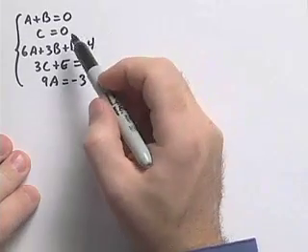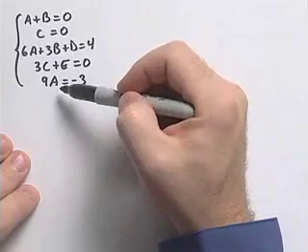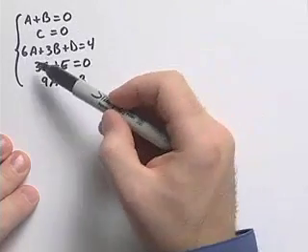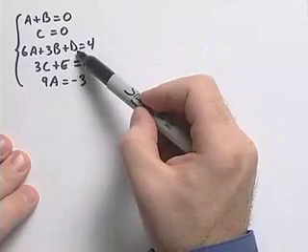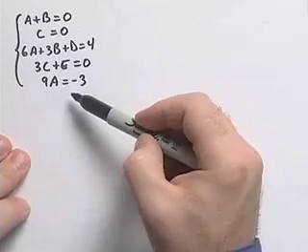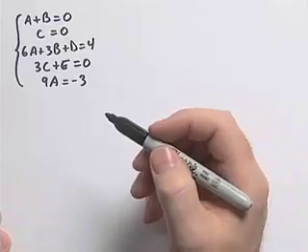Using the equation we've just written, we're going to equate the coefficients on either side of the equation to get a system of equations. When we equate the coefficients, we get the following system. We'll get A plus B equals 0, C equals 0, 6A plus 3B plus D equals 4, 3C plus E equals 0, and 9A equals negative 3.